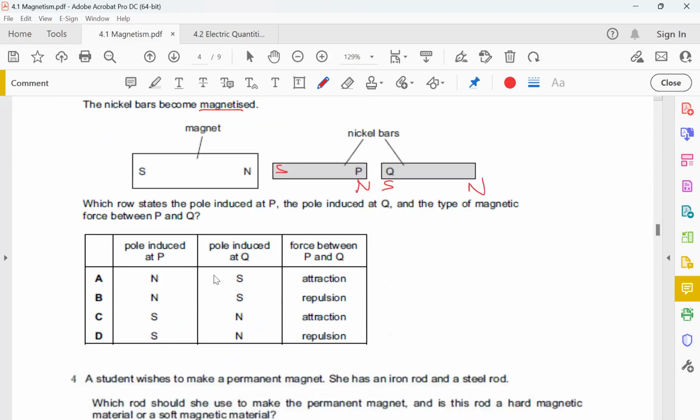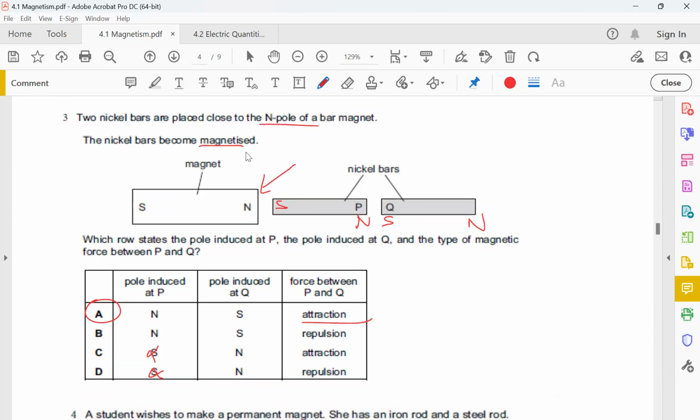So from here they ask you, what's going to be P and Q? P will be N and S. So these two are confirmed wrong already, right? And the forces between them are definitely going to attract, because, like I said again, only magnets and magnets can repel, guys. I mentioned this last week also. If I want to test this side is really a north pole, I need to bring another magnet with a north pole here. And then if they repel, only then I know that they are really north poles.